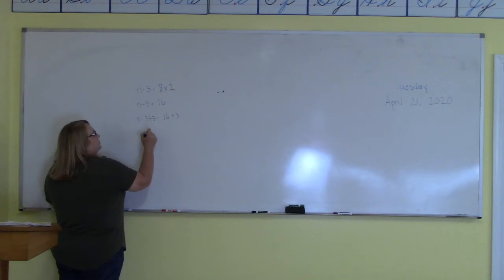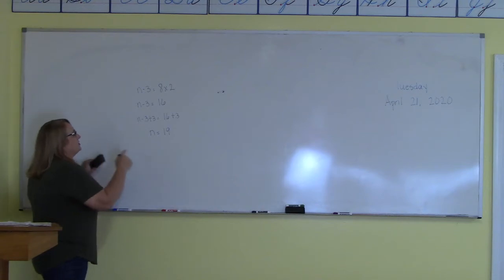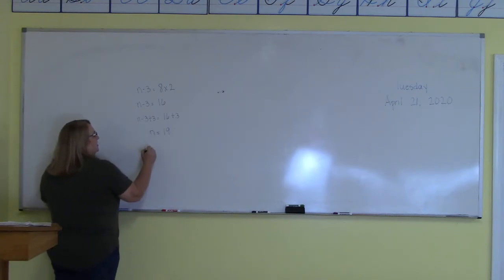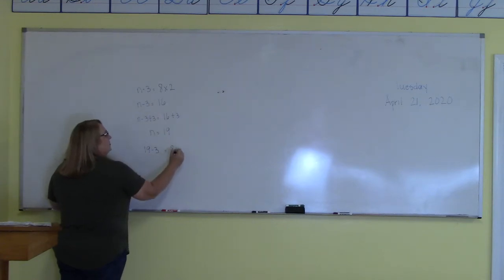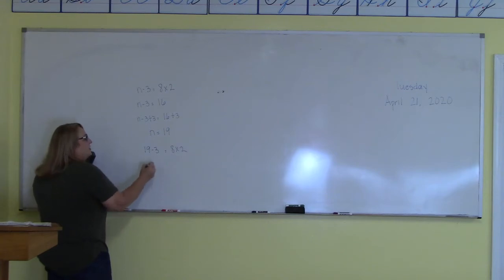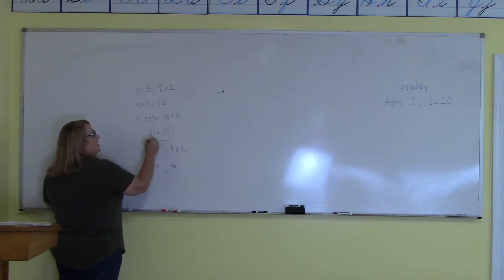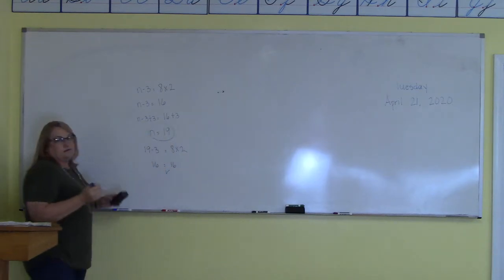Negative 3 plus 3 is 0. That leaves n by itself. 16 plus 3 is 19. Okay? Now let's check it. 19 minus 3 and 8 times 2. What is 19 minus 3? 16. What is 8 times 2? 16. These are equal, so n equals 19.